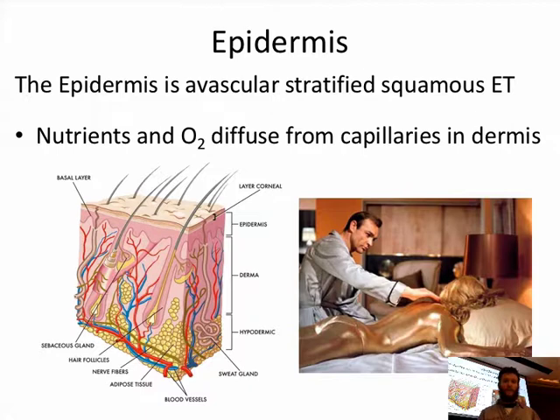So, epidermis. The epidermis is avascular. I've already covered that concept. But nutrients and oxygen that the epidermis needs diffuse from the underlying connective tissue. All right, so whatever nutrients and oxygen the epidermis needs are coming from below, and diffuse up from the capillaries in the dermis.